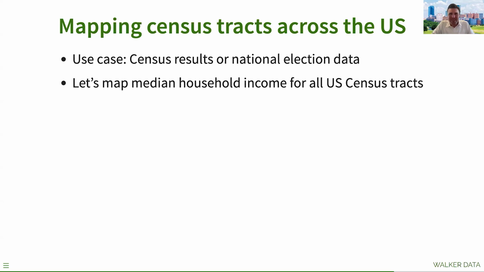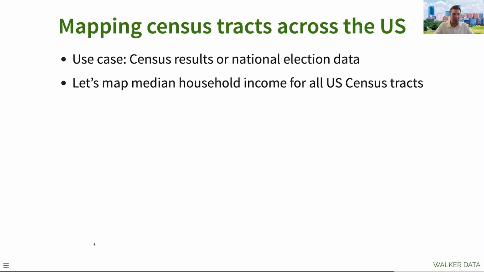Especially, state level analysis, yes, that matters for the electoral college, but it obscures a lot of what's going on internally. Neighborhood level election analysis is really interesting, but it requires displaying a ton of data at once, and that can be difficult. So we're going to take a look at something here. We're going to try to map median household income for all US Census tracts. And that's a tricky thing to do.